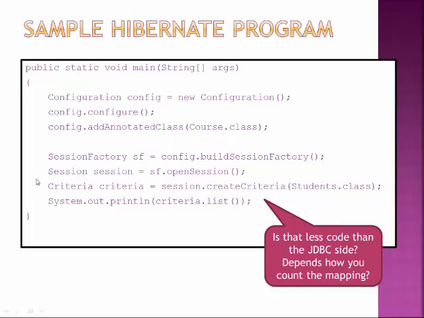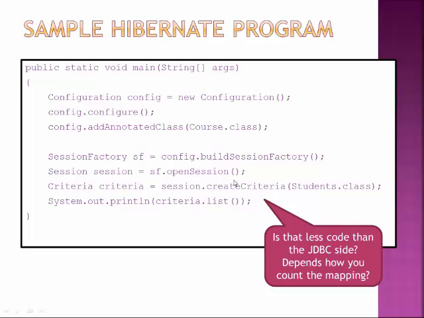And then I get some plumbing from Hibernate. A session factory is kind of the way I deal with connections out there. A session is the way I deal with kind of like a statement where I can do some work. And then a criteria is a search on all objects of a student class. So this will return to me all students in the database.